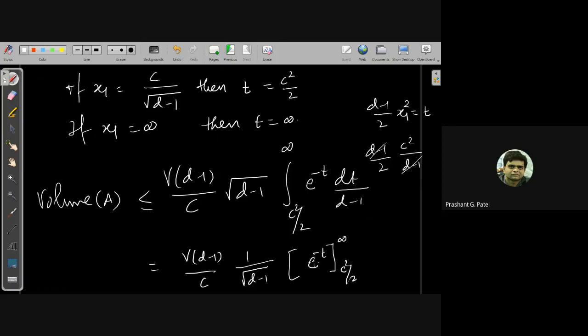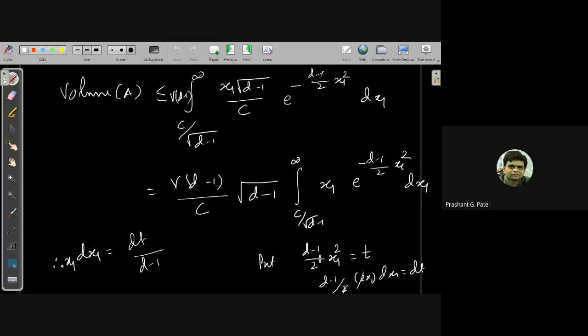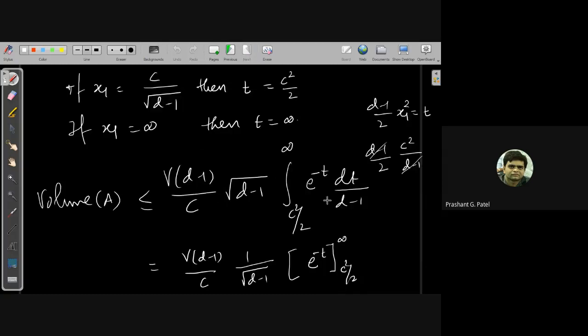If I put infinity here, then that quantity will become 0. And if I put c square by 2 here, something with the negative sign is a problem. Is there any mistake we have made with the negative sign? It is 0 minus e power minus c square by 2, but this is a volume, so we cannot consider the negative sign. So what to do?